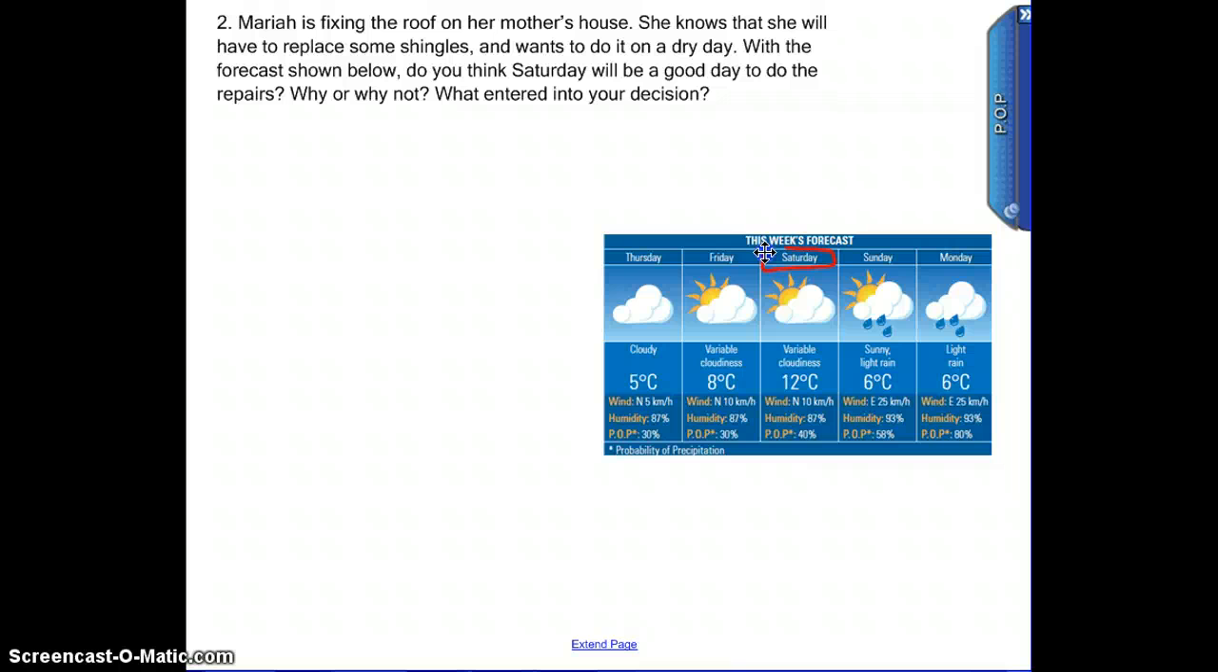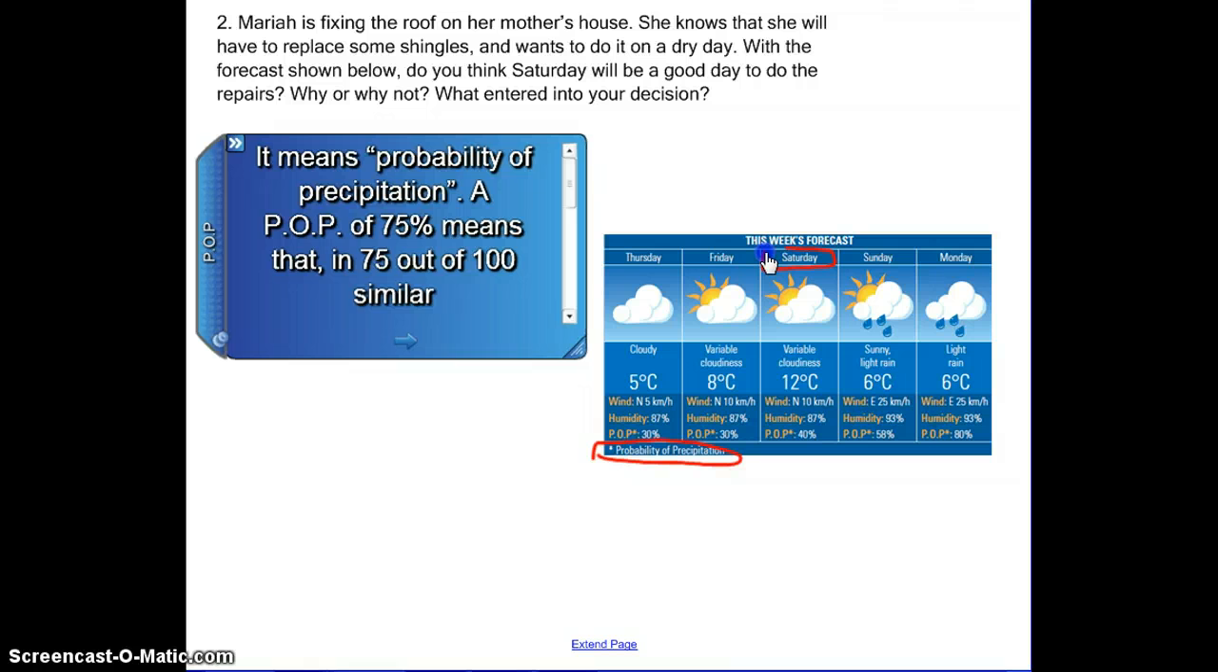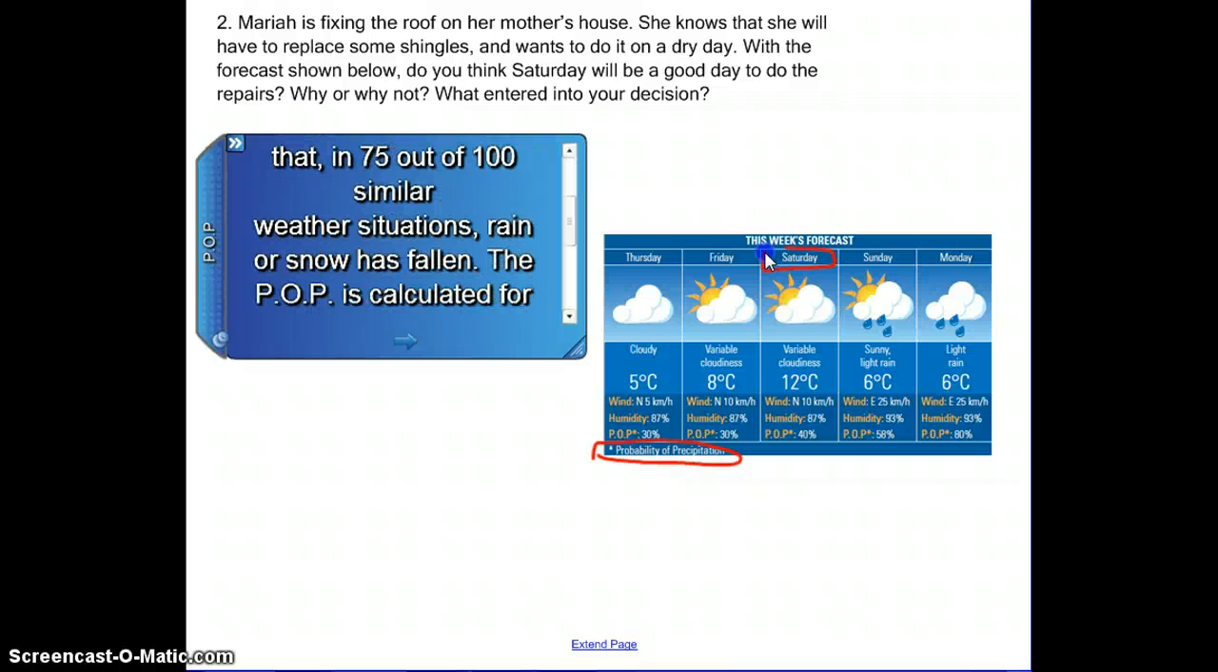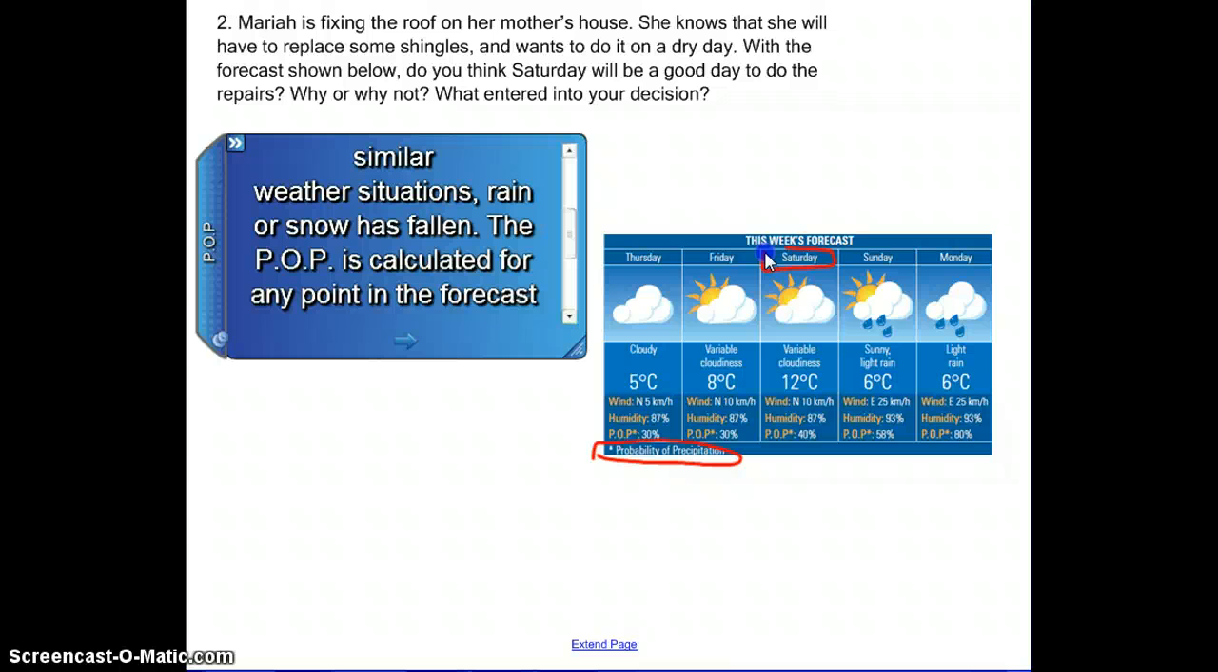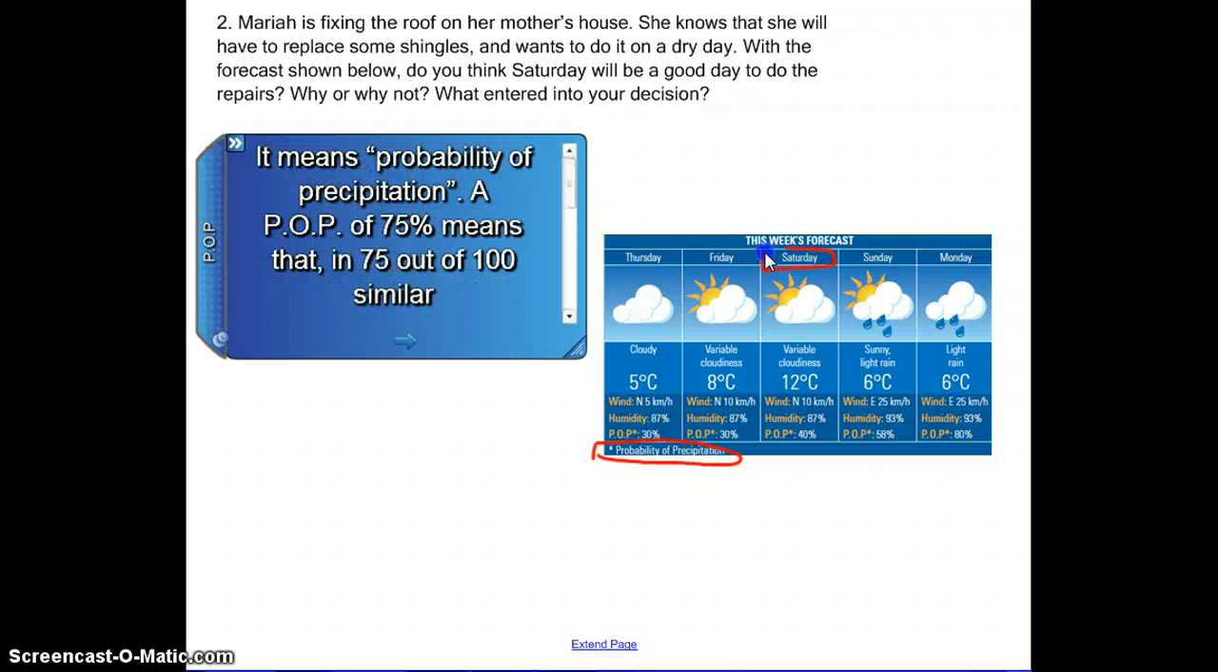humidity 87%, and POP, that means probability of precipitation. I actually wrote that in here. It means the probability of precipitation. POP of 75% means that in 75 out of 100 similar cases, or similar weather situations, rain or snow has fallen. It is calculated for any point in the forecast. So that's actually interesting. I didn't realize, I always thought it was percentage of precipitation, not probability of precipitation. And I also didn't realize that they checked the other weather patterns and that's how they made these.